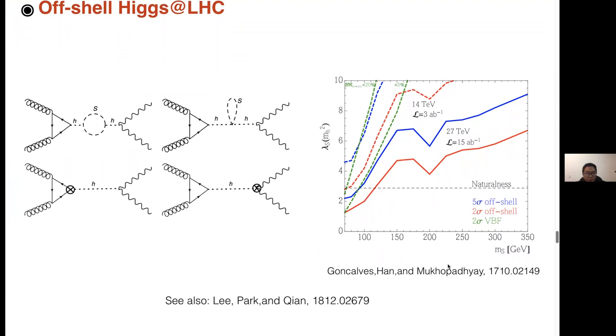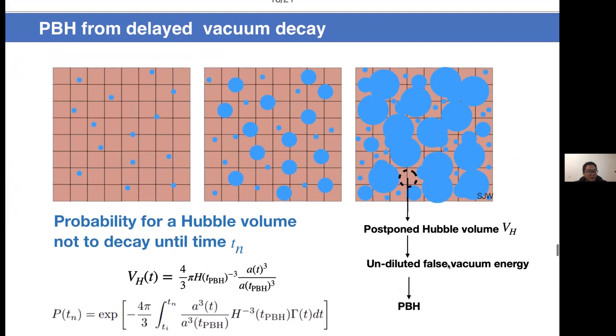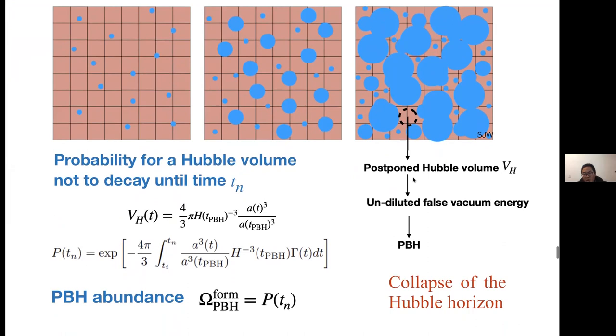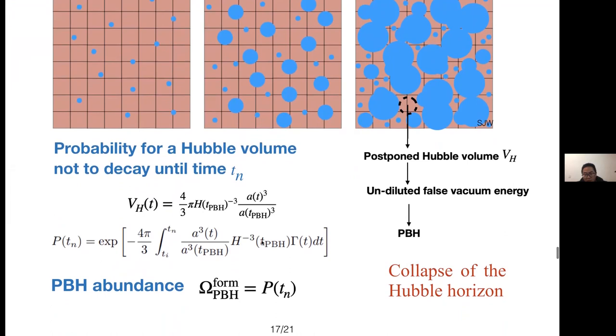Another case is about the detailed mechanism of the phase transition. Here we consider the delayed vacuum decay. It means in some places we have the vacuum decay, but in other places it is postponed. In some postponed Hubble volumes, we have undiluted false vacuum energy. So in these cases a Hubble volume may not decay until some time Tn, and then we can have the formation of PBH.